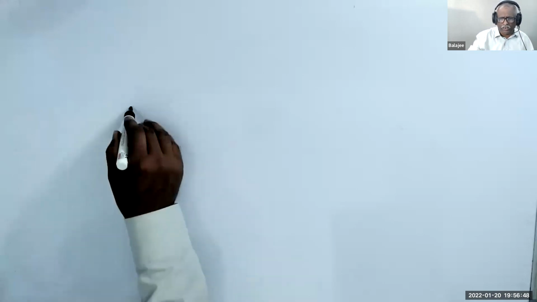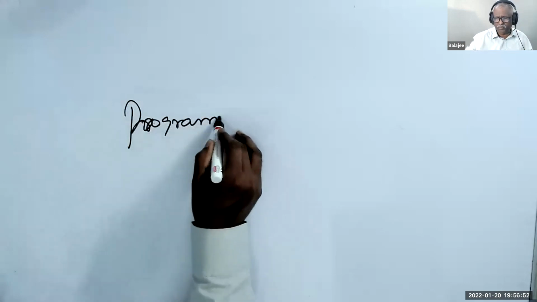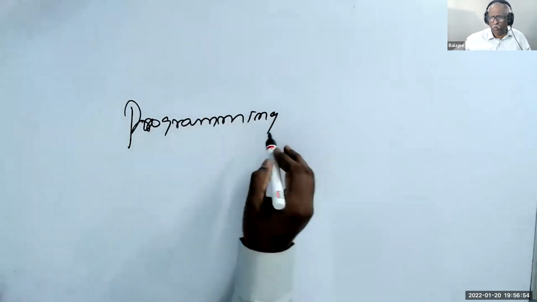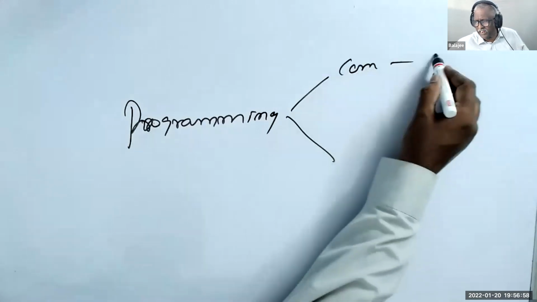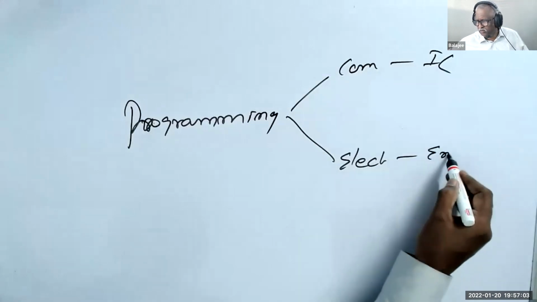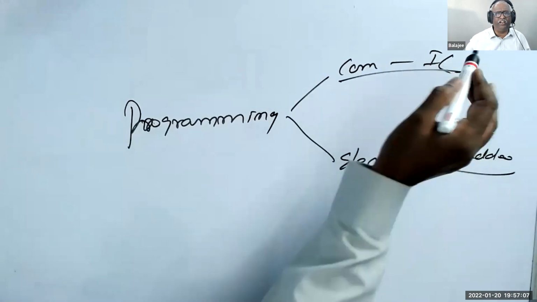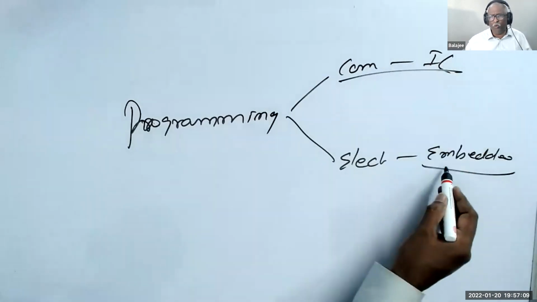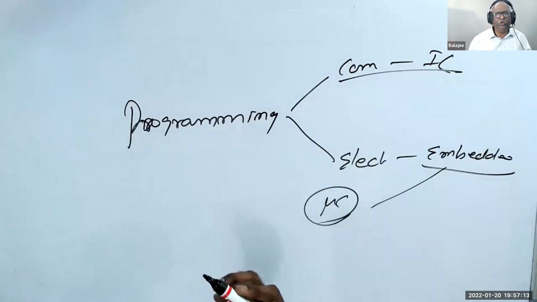And this is a very good path. Programming is a very good path, whatever you take. In programming, there are two things. Programming in computers is called IT. Programming in electronics is called embedded. That's all. The domain is different. Here in embedded, you're going to program the microcontrollers. You should know about them.